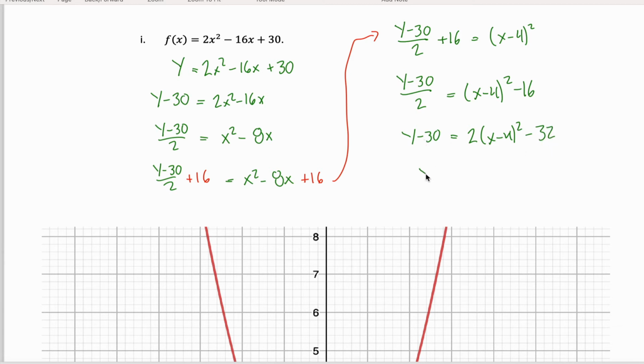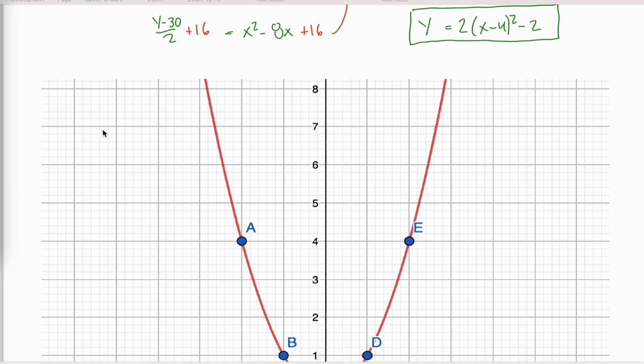Finally, to get the y all by itself, all I got to do is add 30 to both sides. On the left, I just have y, and on the right, I'd have 2 times (x minus 4) squared minus 32 plus 30, in other words, minus 2. We went from the standard form that we do not know how to graph into this vertex form that we're pretty comfortable graphing. While it doesn't specifically ask us to do so, it's not a bad idea to list out the different transformations that allow you to graph this guy.